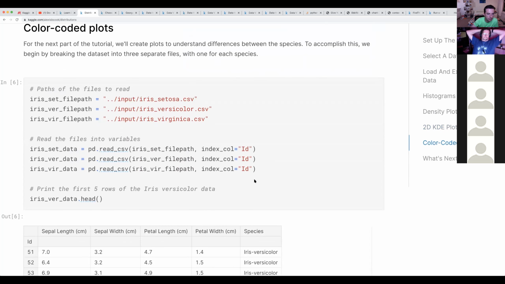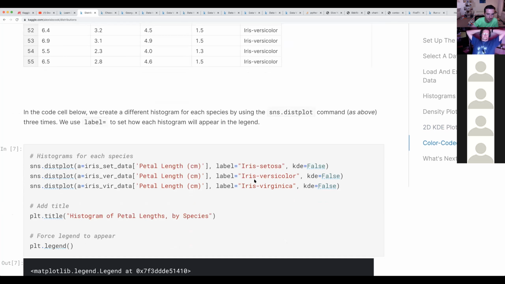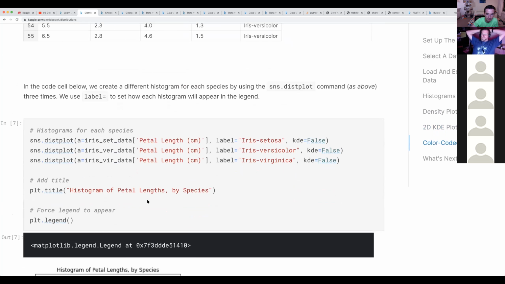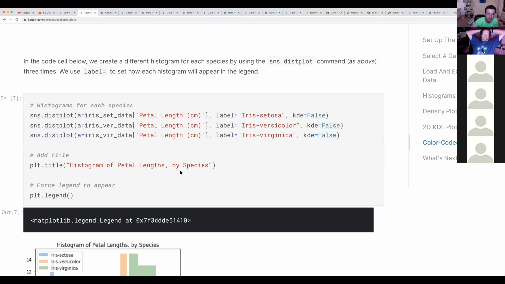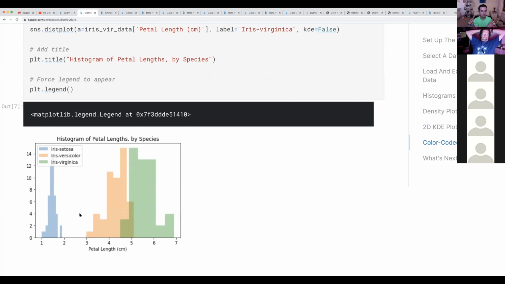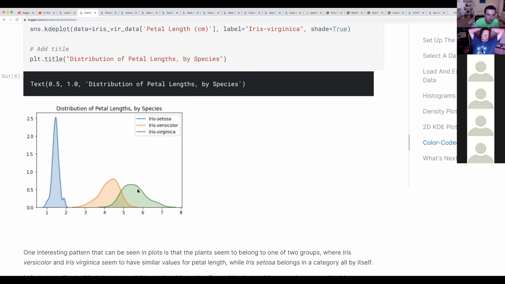So if we want to look at petal length, but now label them by the different species, you can clearly see the distinction. Just looking at the petal length, you can tell that to the left you have the setosa species, and then to the right you have a mixture of the other two species. And you can do this with KDE as well.